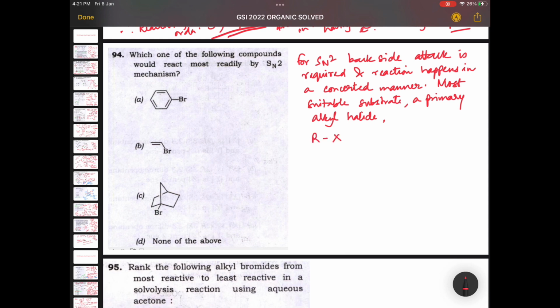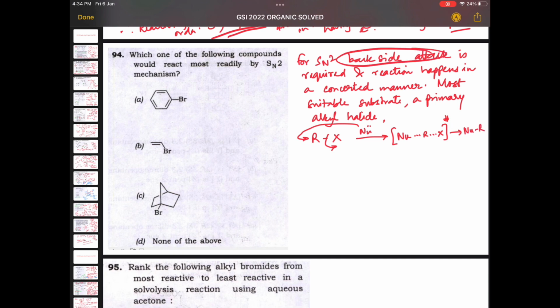So let us see an example of how an SN2 reaction using a primary halide would take place with the nucleophile. As you can see, an intermediate step would be present where the nucleophile and the leaving group both would be present along with the carbon, which is the transition state. After that we get the product, which is RNu, by the leaving of the X.